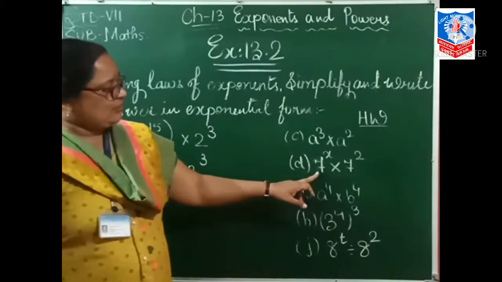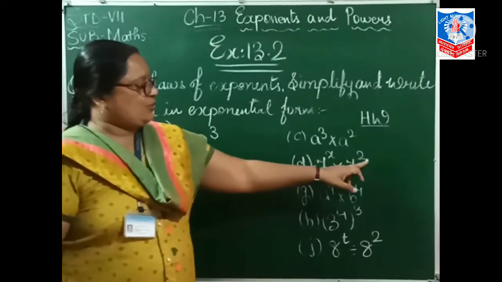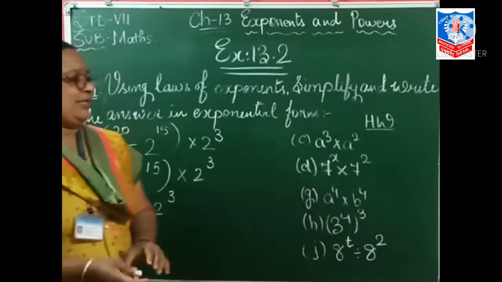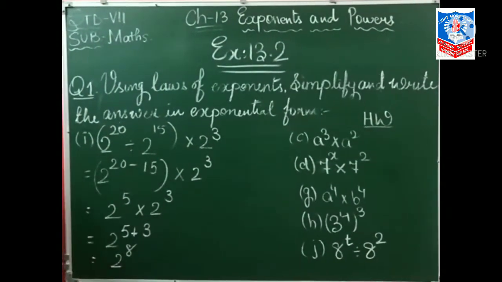Now see, in this sum it is x and 2. So what will you do? 7x plus 2, you will write. Okay? This is your answer.